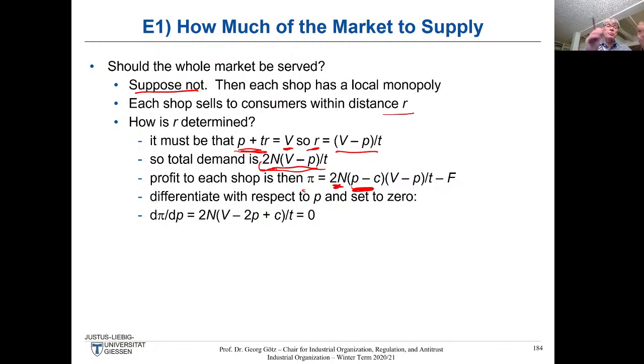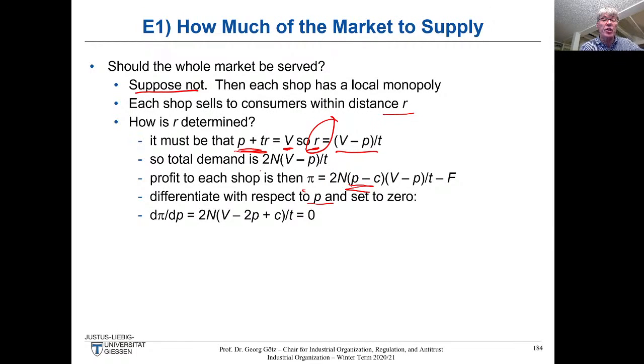I probably could put it nicer, but it should be clear this is just quantity, which is now no longer the total quantity of the market, or just 1/n of the market which each shop gets, but just the consumers within this range R. Okay, and now we simply get a demand which depends on the price. And if demand depends on the price, we can just look at how profit changes if we change the price, and that's how we do it.